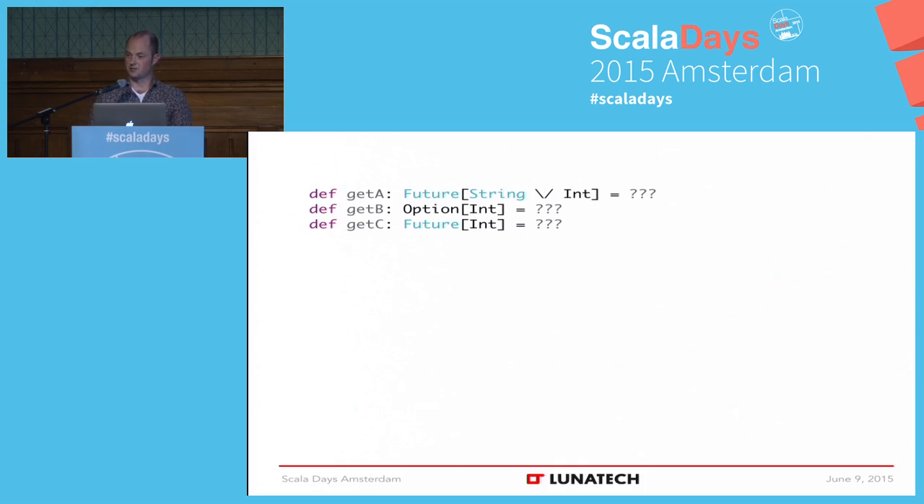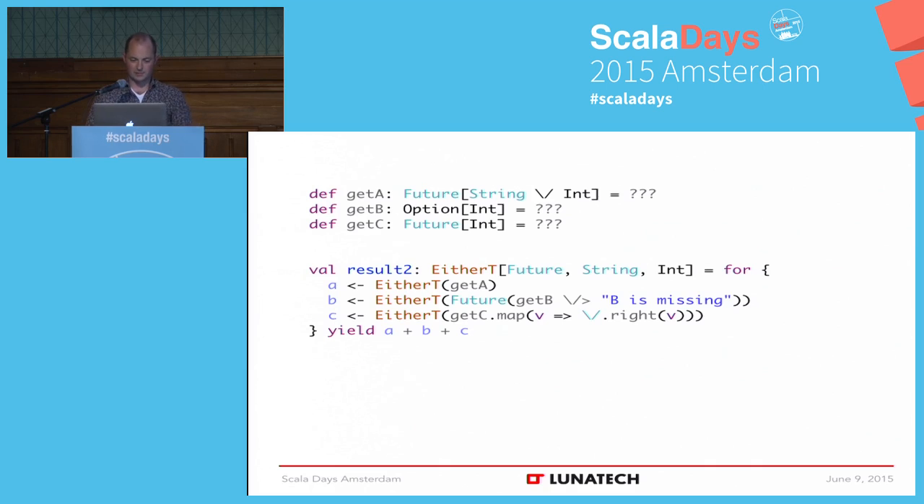Well, that's a pretty rich structure. It's asynchronous, and it can contain errors. We also have an option and an int. That's not a very rich structure. It's just an optional value. Future int, also not very rich. It's asynchronous, but nothing for error handling or missing values. So from these three, the most rich structure is the first one. It contains the most amount of data. So what we can try to do here is get every value into the same shape, get every value into this future string or value shape.